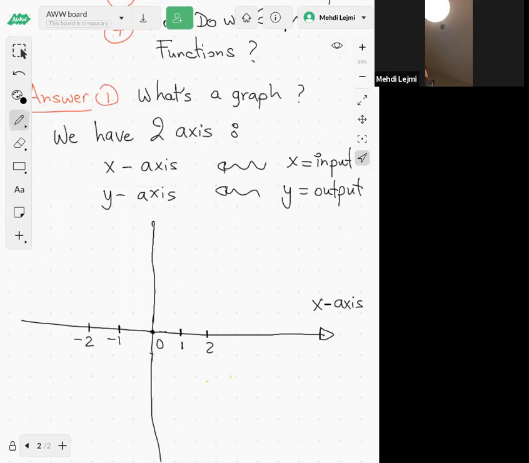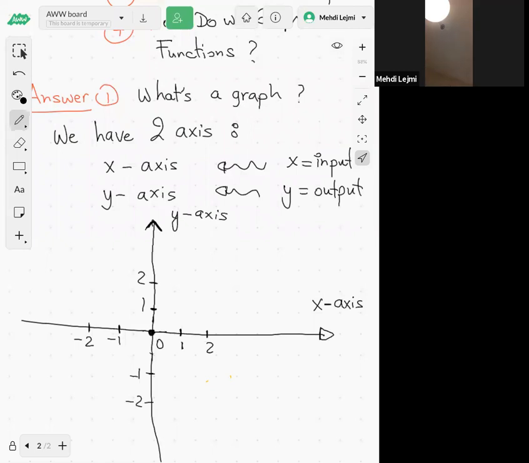This is supposed to be 0. So this is your y-axis, so it's a vertical axis. And again, it's just a number line. So this is supposed to be 0. This is 1, this is 2, etc. -1, -2. All right.